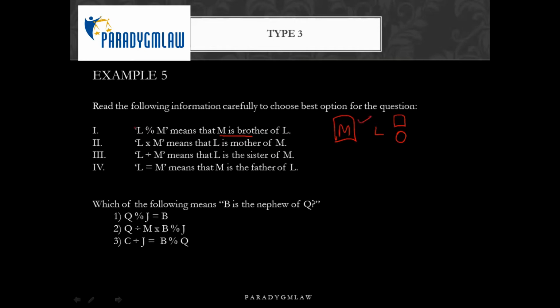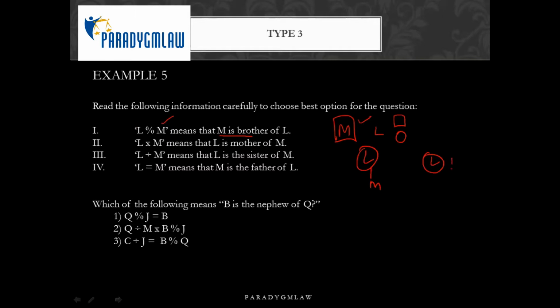Done. So here they've slightly changed it. They've put L percentage M, and they say M is the brother. So they're giving us the gender for the second term. Similarly, L X M means L is the mother of M. Whose gender do I know in this? L. Yeah, she is the mother of M. L divided M means L is the sister of M.